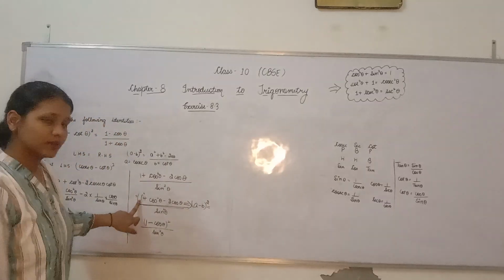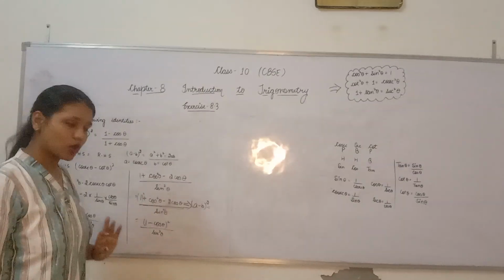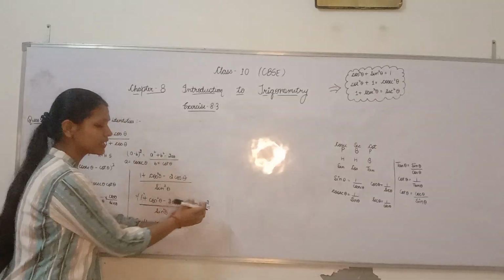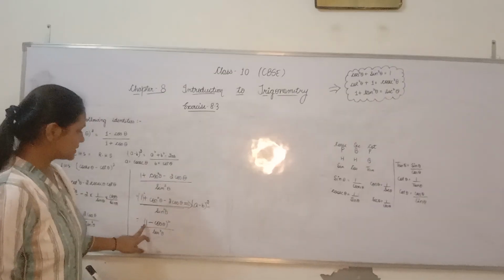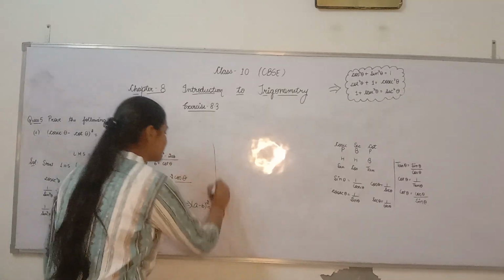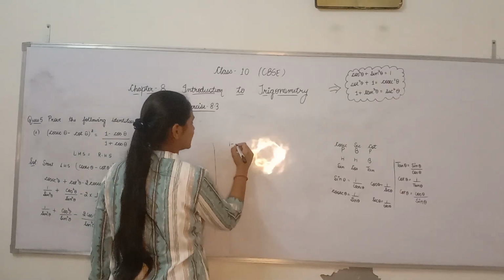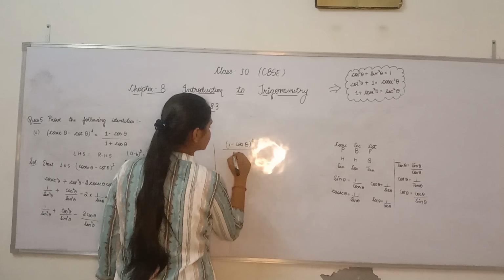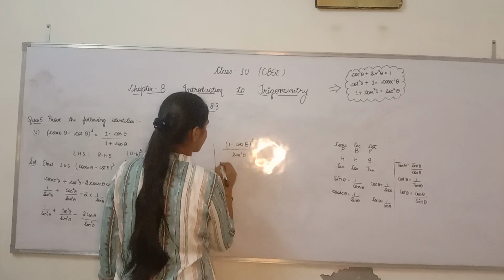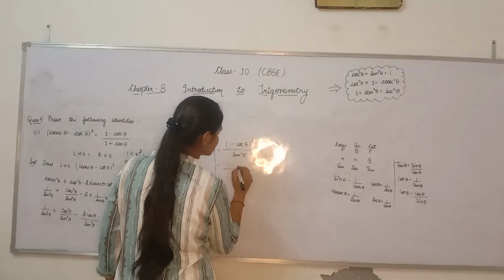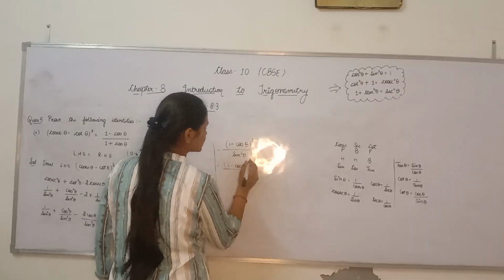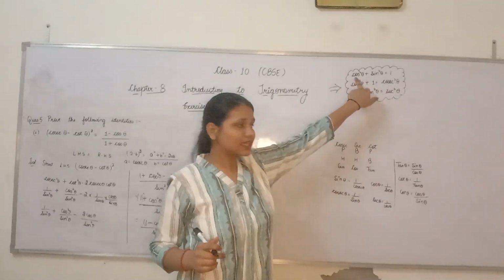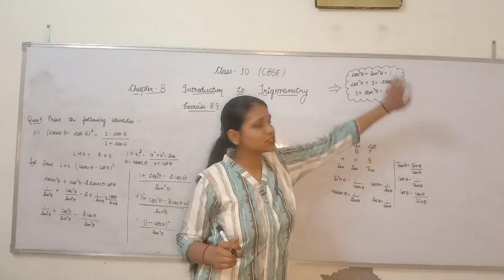Here a should be 1, b should be cos, and this is the identity, and we will write it in the form of a minus b the whole square. Now the ratio becomes 1 upon cos theta whole square upon sin square theta, and the denominator now should be written like, here it is sin square theta, and the trigonometric identity is cos square theta plus sin square theta is equal to 1.